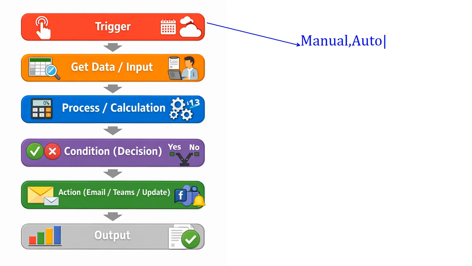Auto means whenever you receive a mail, I want to do some activity. Whenever someone is submitting a form, Microsoft form, or SharePoint form, or Google form. Or whenever data is added into my SharePoint, whenever data is added into Excel, I want to do some activity. Whenever the Power BI report is added or refreshed, I want to do something. So there is something called auto.